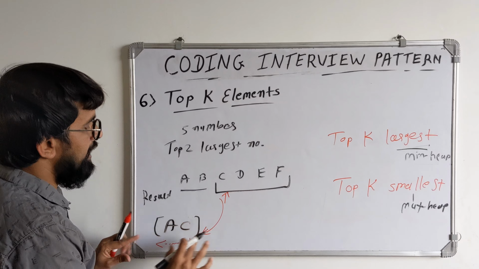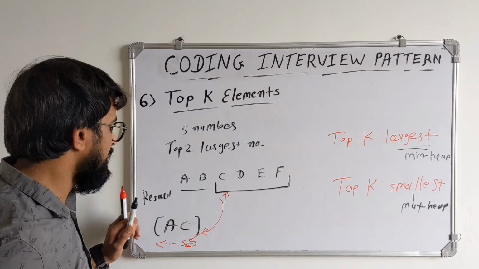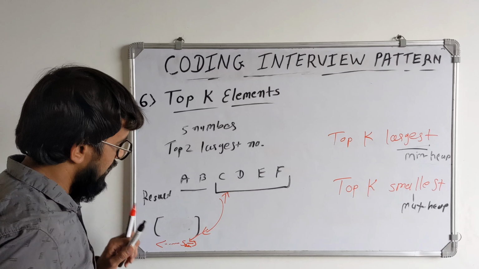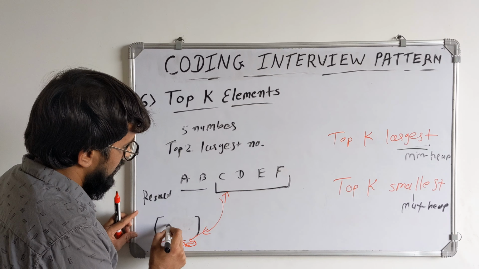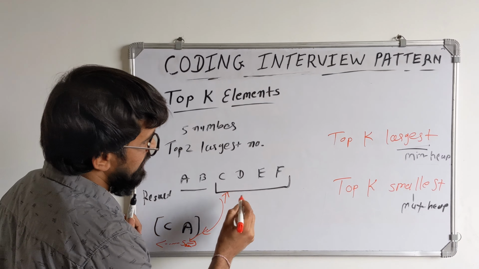Then we will say again, okay, arrange yourself. Who is the smaller? If C is smaller, let it be there. Suppose no, C is bigger, A is smaller. Then we say, okay, when C goes here, A sits here. Now A becomes front.